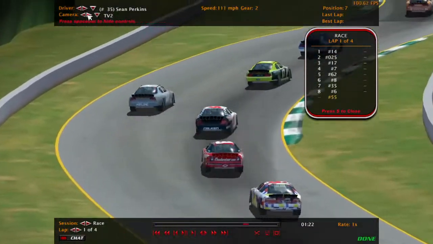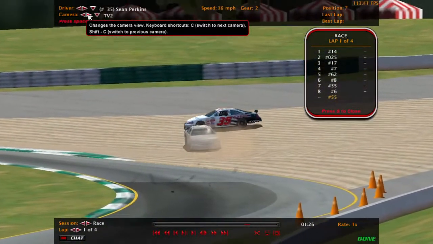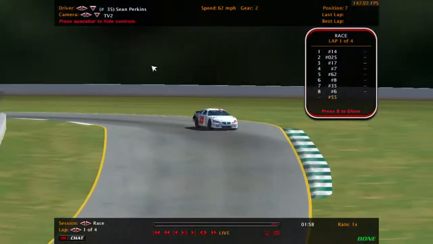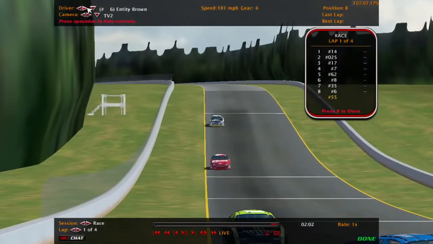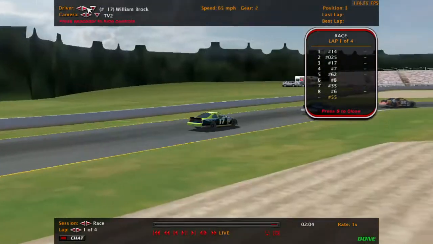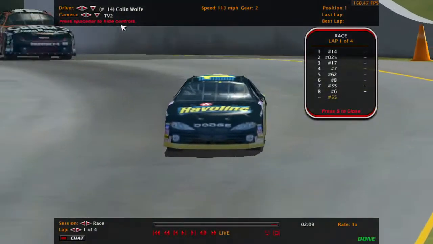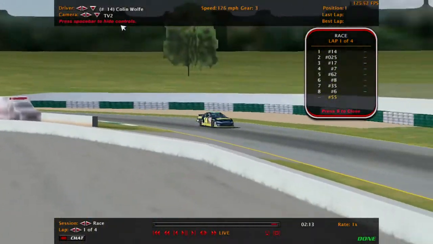Yeah, he overcooked it there and then gets into the grass and it comes right across Perkins' side there and door checks him right into the gravel trap. Perkins and Berkman are still in it. But right now, it's a battle up front. We're going to see if the officials do anything about that incident there.